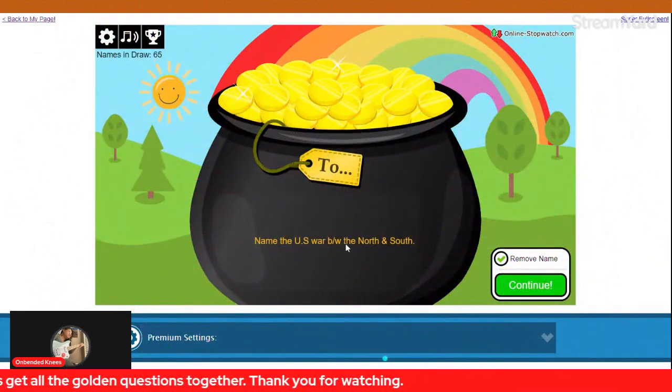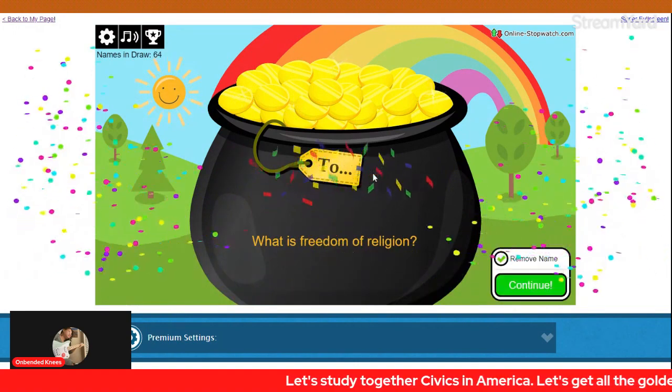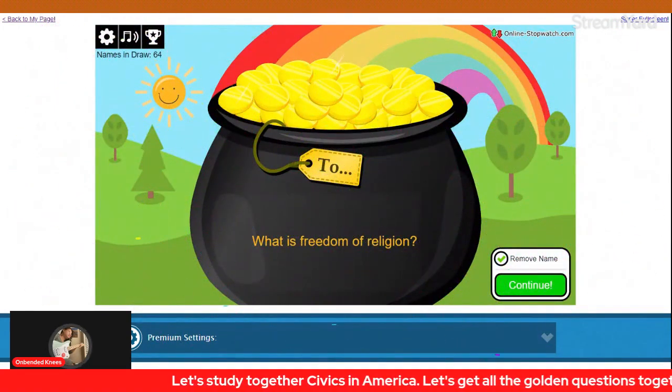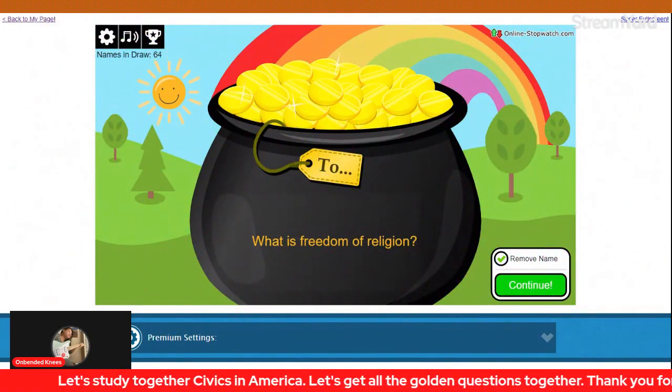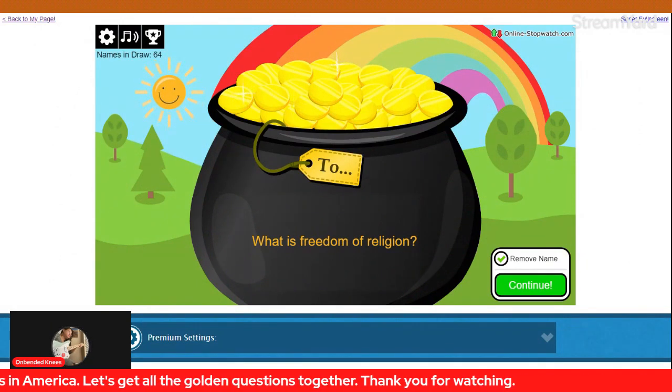During the U.S. war between North and South Carolina. North and South, the Civil War. Sorry. Freedom of religion again: to practice any religion or not practice a religion.